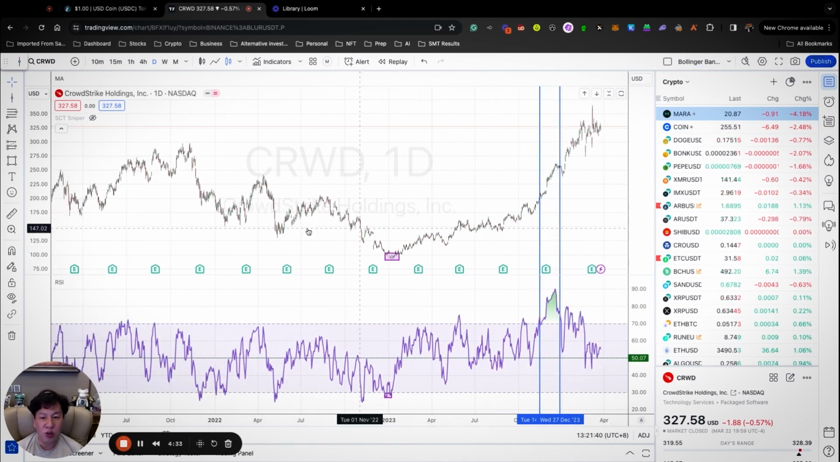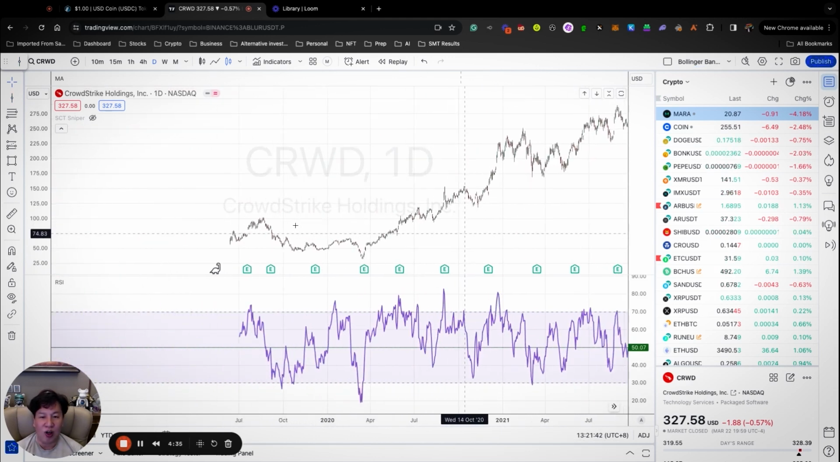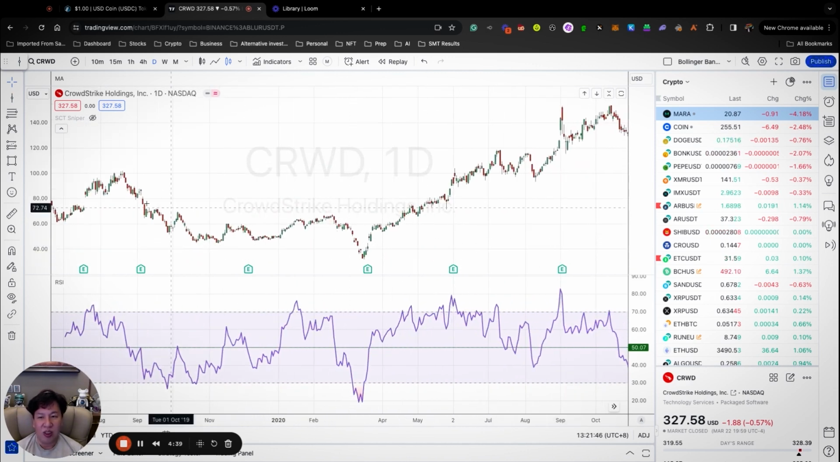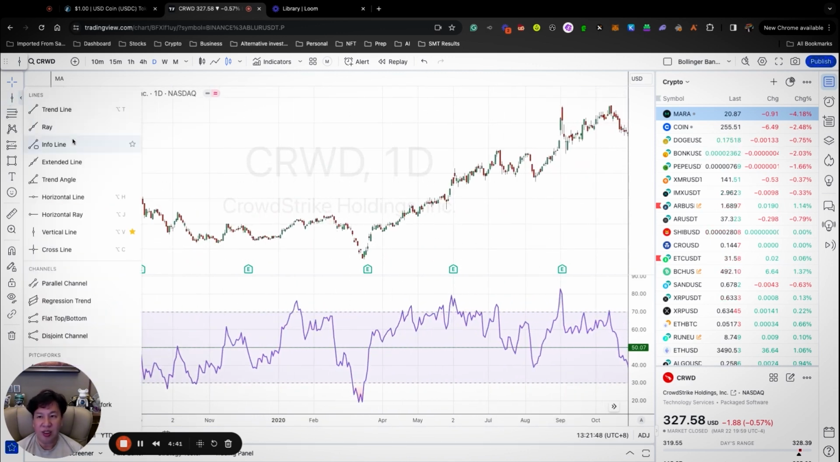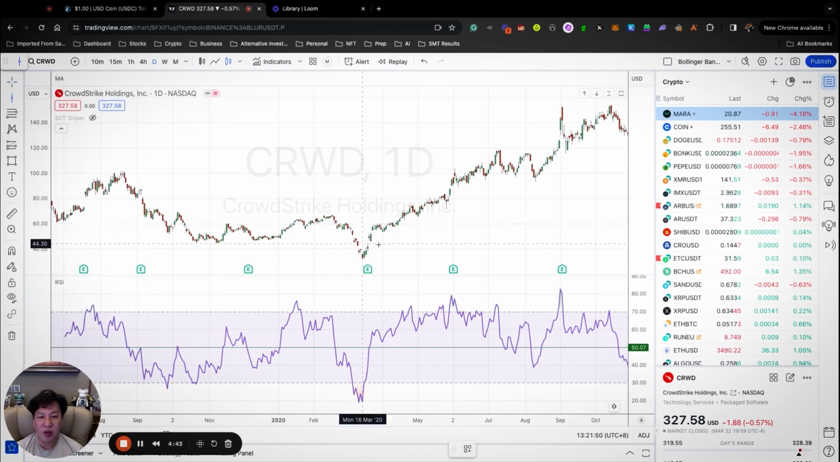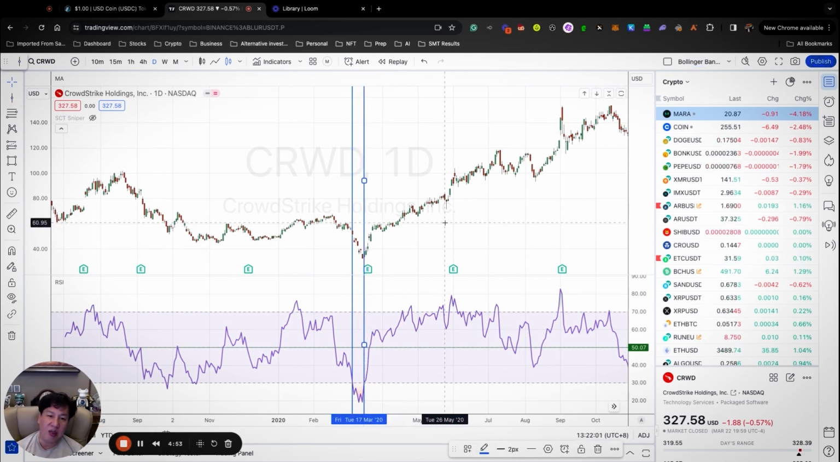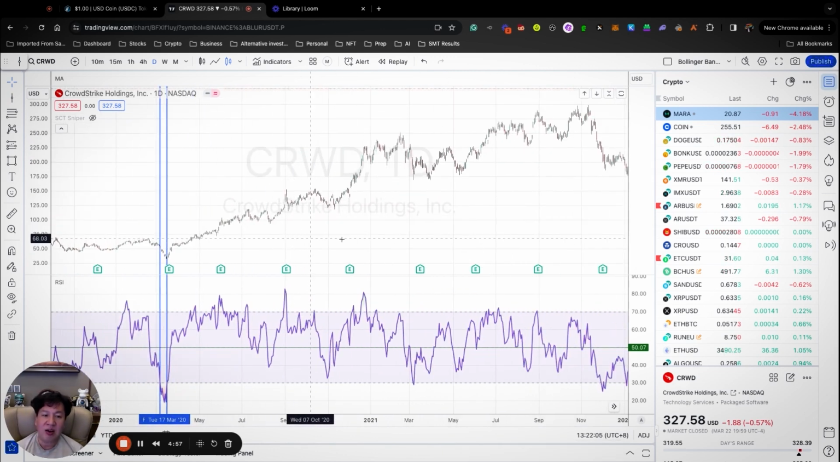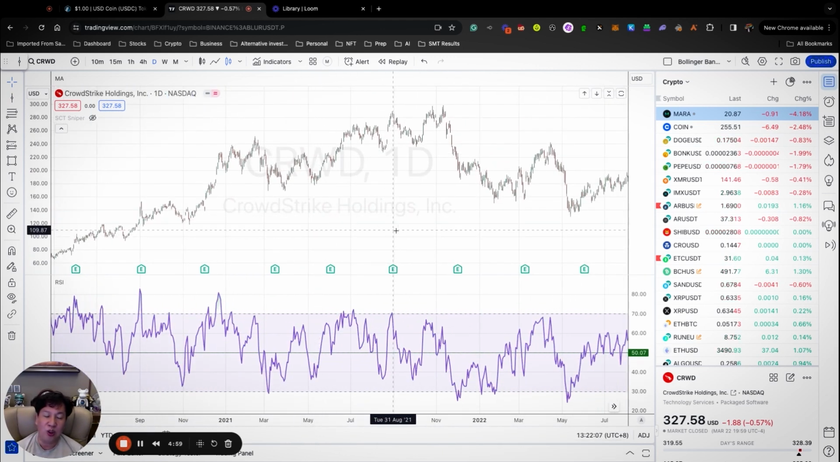Similarly, it can also remain oversold for a long time. For example over here, it can go into the oversold region and then remain there for a long time also. So if you just use overbought and oversold as an indicator to buy and sell, it may not work so well. The second thing is that RSI 14 tends to be slower.